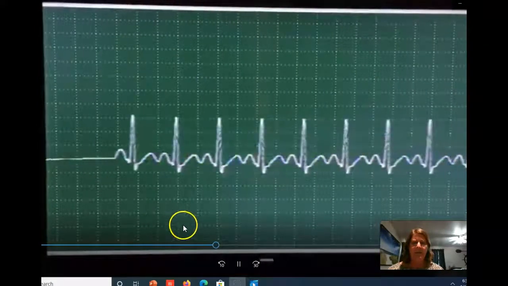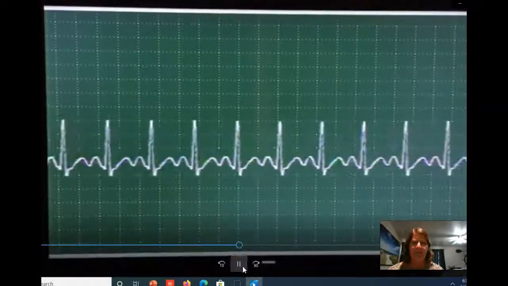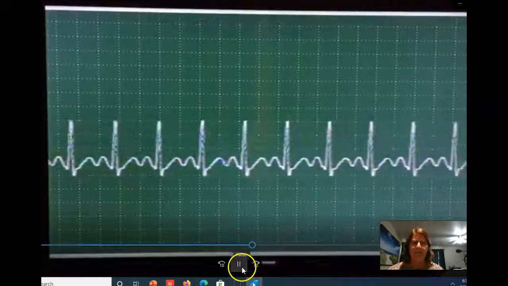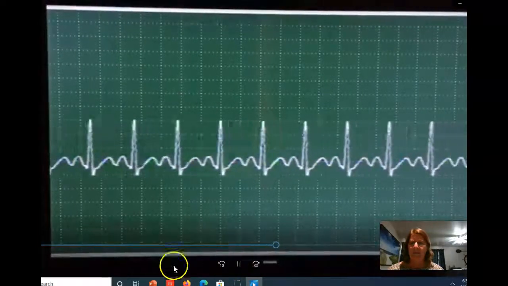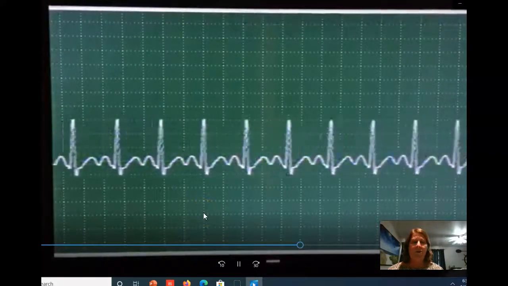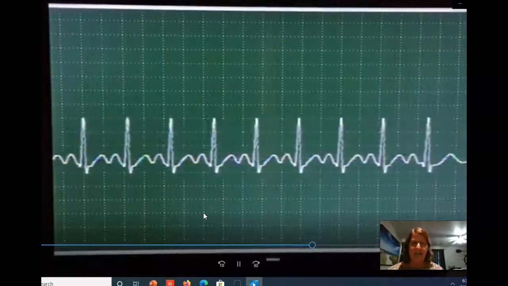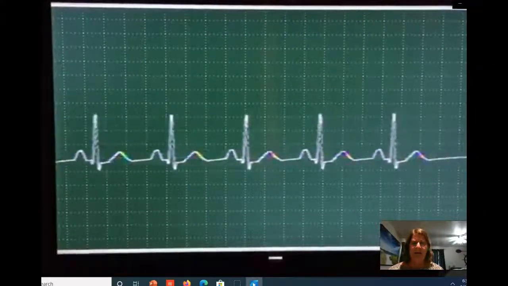Okay, now this one as it's coming across the screen, I can see that it's fast. R to R to R looks regular. I still see my sinus P wave. Intervals don't look off, but I can tell it looked fast.